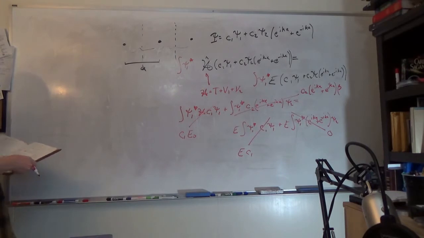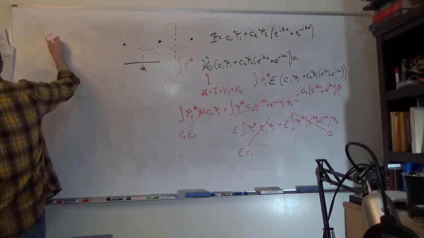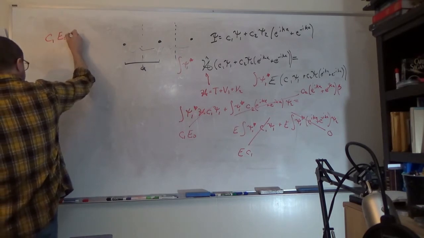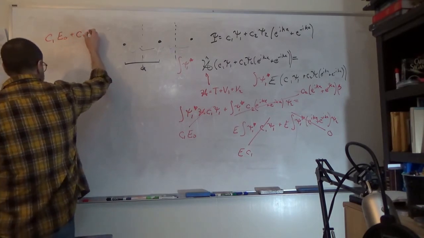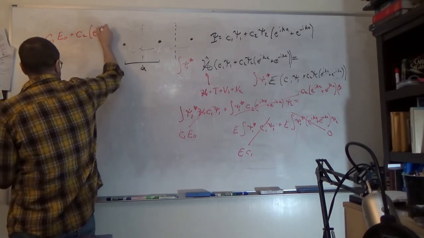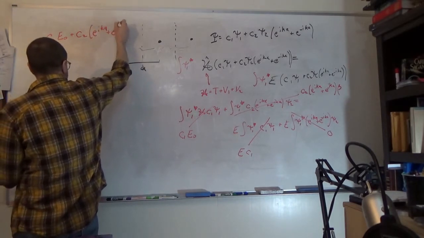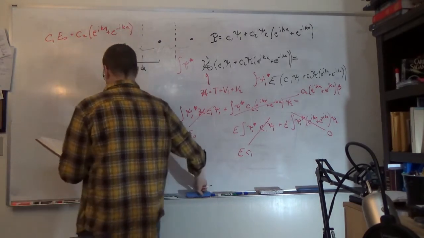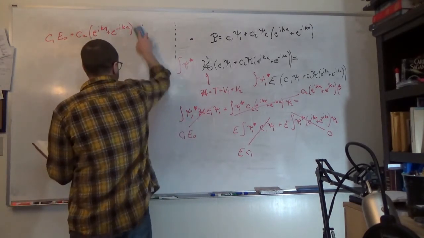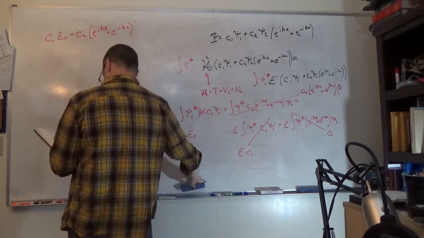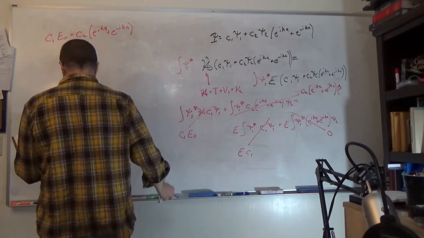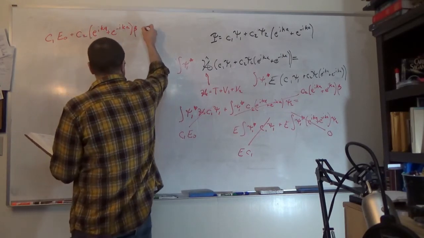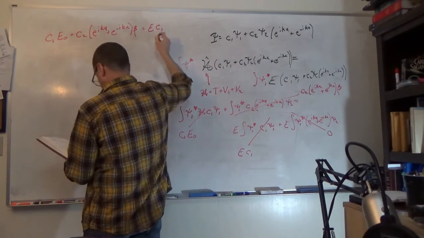So this is going to give us the equation C1 E0 plus C2 e to the i k a plus e to the minus i k a beta equals E C1.